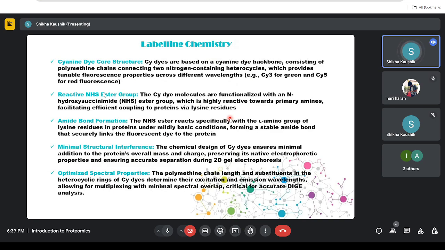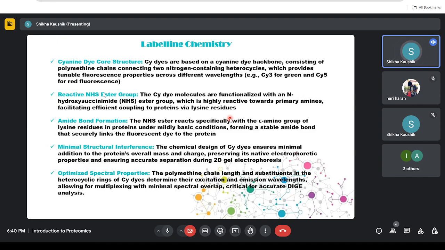Now, talking about labeling chemistry, how these dyes bind, what kind of bond they have with what particular residue. Like I have mentioned, if you're using lysine based binding, you have your NHS ester group, which binds to the epsilon amino group of the lysine residue. This is what we say is labeling chemistry. So what kind of chemical bond they are making with the protein is what we're going to study here.